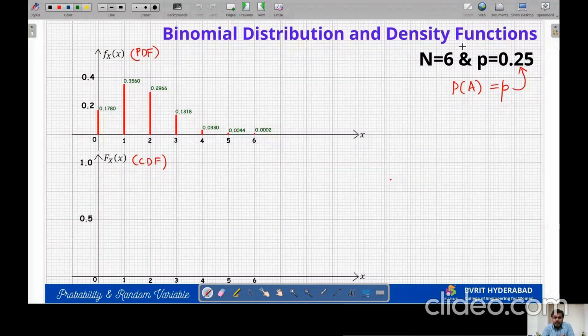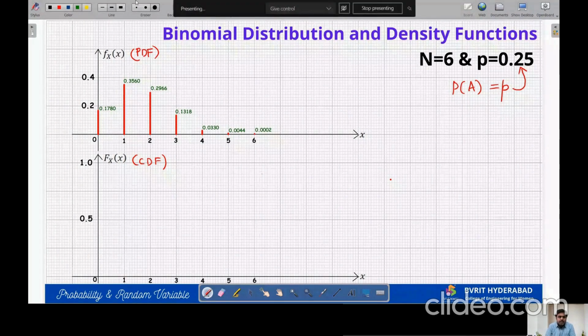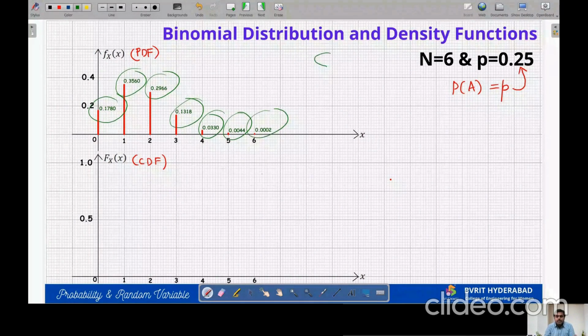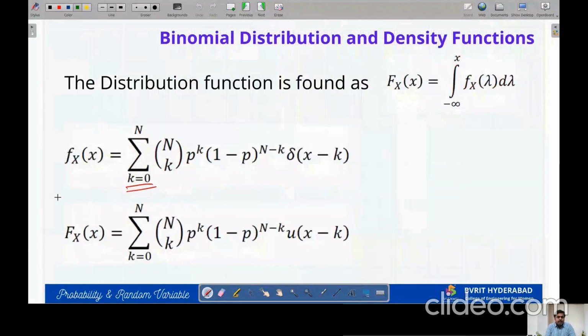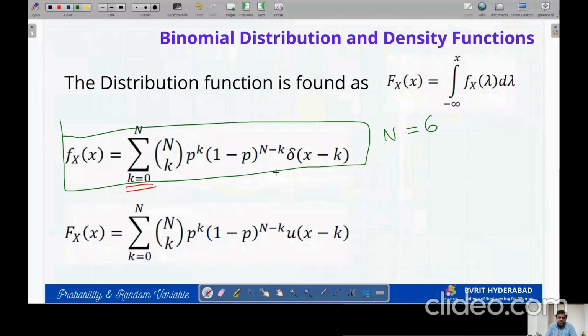Okay, I hope I have given you some work here in this slide in the last class. And here we have some values. Can you see that? How did you get those values? That is completely depending on this n equal to 6 and the probability P of A. And all these values are obtained here. Can you see this? Yes, I have substituted n equal to 6 and this probability of success P of A as 0.25. That's all. I have got those values.